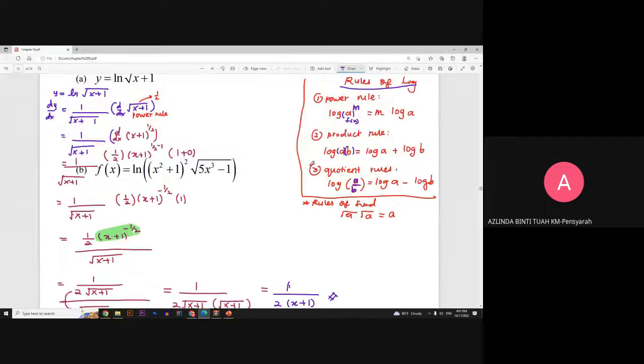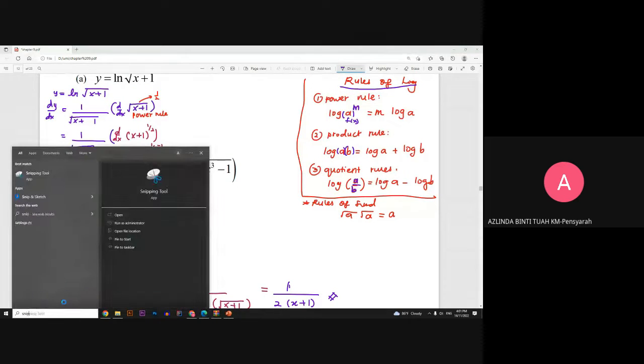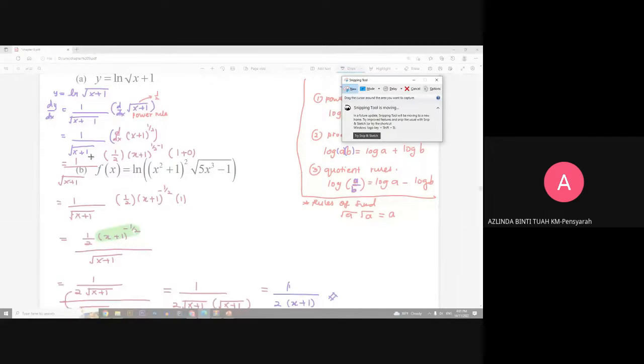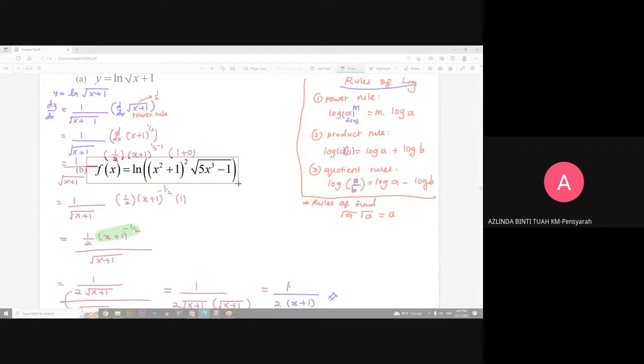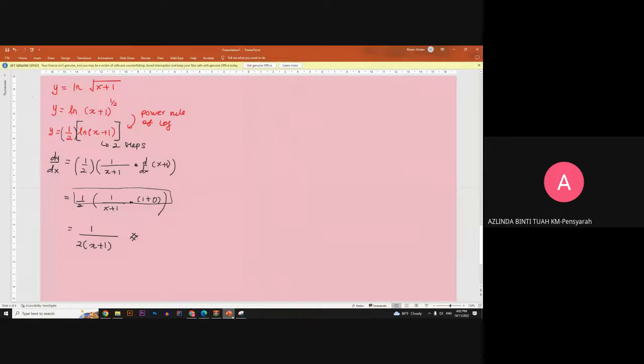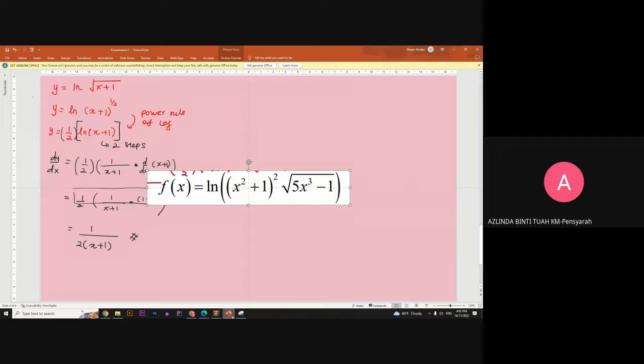Okay, look at example B. In this example, what you see here is that f(x) is a product of two functions. So the first function is x squared plus 1 the power of 2. The second function is the cube root of 5x cubed minus 1. So we will apply the product rule of log. We are going to simplify the question and then differentiate after that.